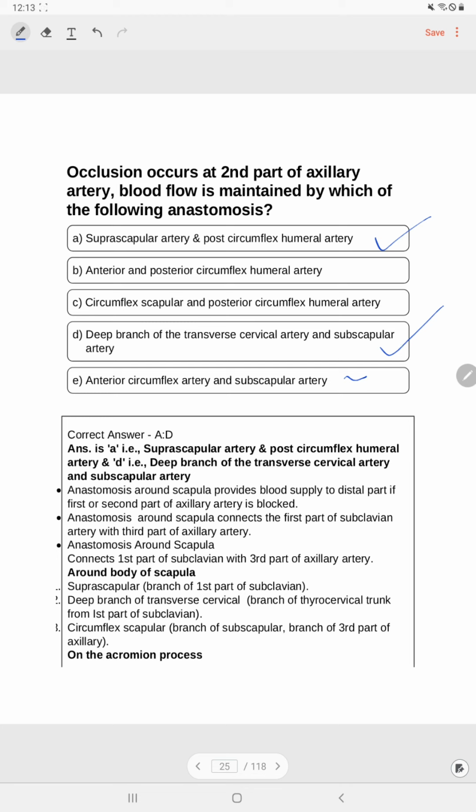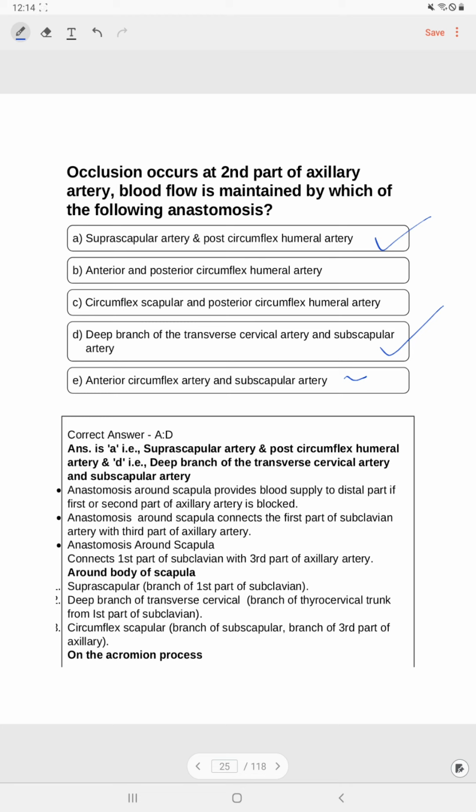A and D, that is suprascapular artery and posterior circumflex humeral artery, and deep branch of transverse cervical artery and subscapular artery. Anastomosis around the scapula provides blood supply to the distal part if the first and second part of the axillary artery is blocked. Anastomosis around scapula connects the first part of subclavian with the third part of axillary.